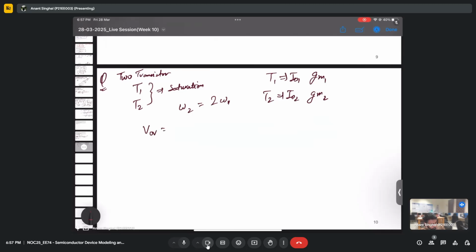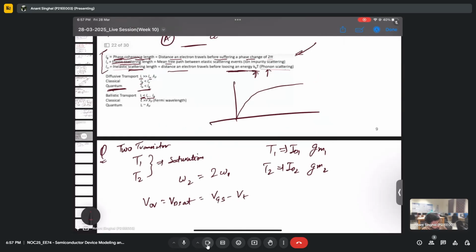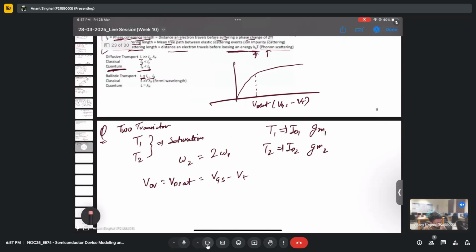You know what the overdrive voltage or VDsat is. Channel length modulation is the additional thing, the 1 plus lambda VDS. But the overdrive voltage is VGS minus VT, whole square. This is kind of constant because the current saturates, so that is why we also call it VD saturation or overdrive voltage.